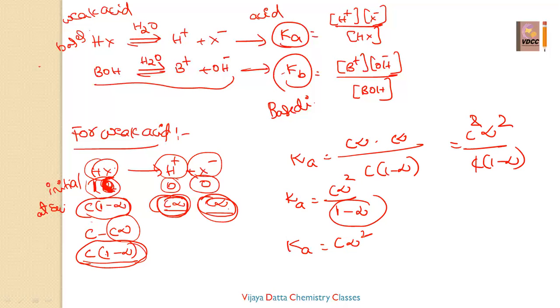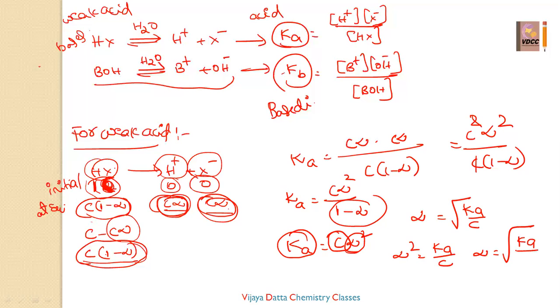Alpha is called the degree of dissociation, Ka is called the acid dissociation constant, and C is called the concentration. If you want alpha, then alpha square equals Ka by C, so alpha equals root of Ka by C.